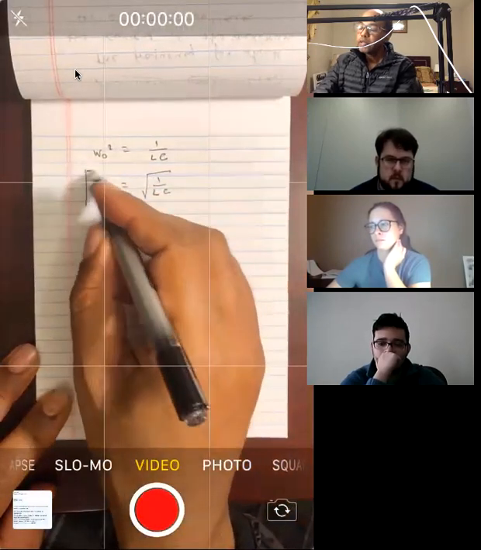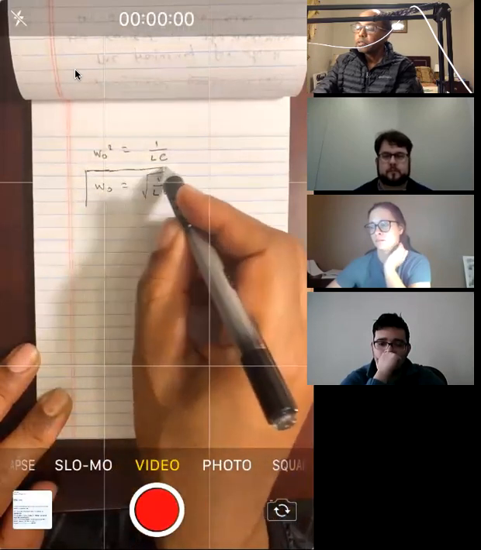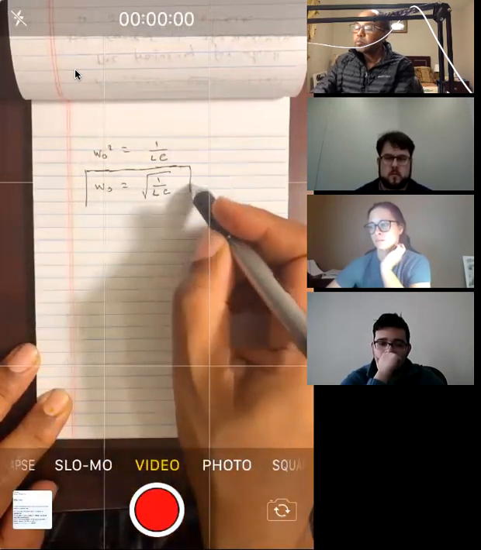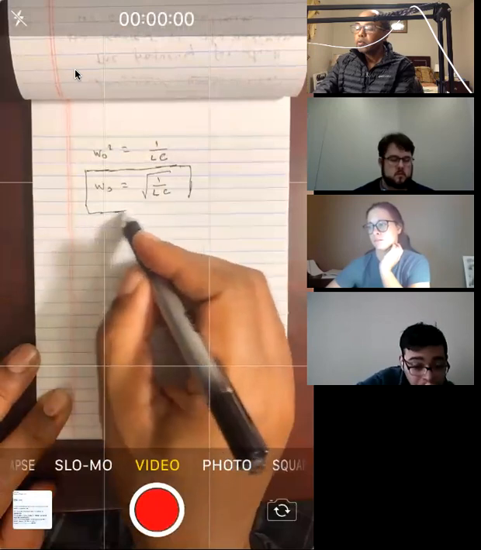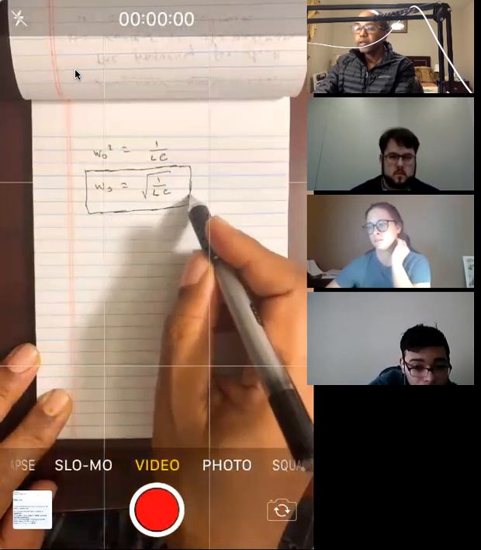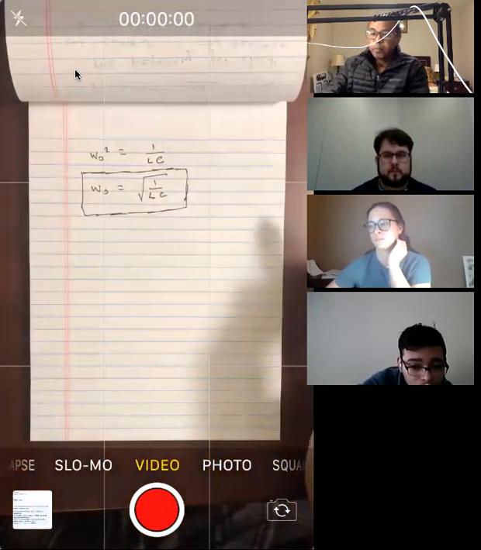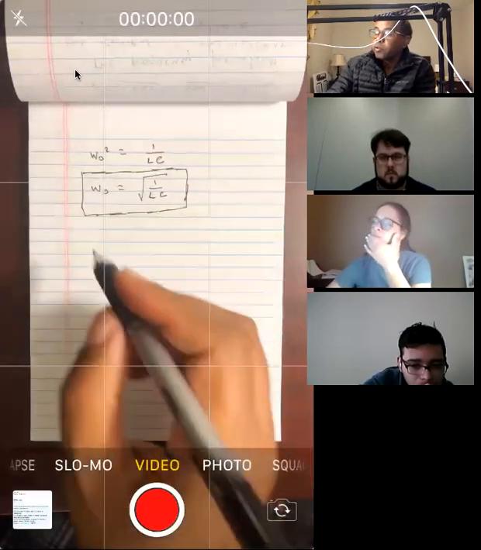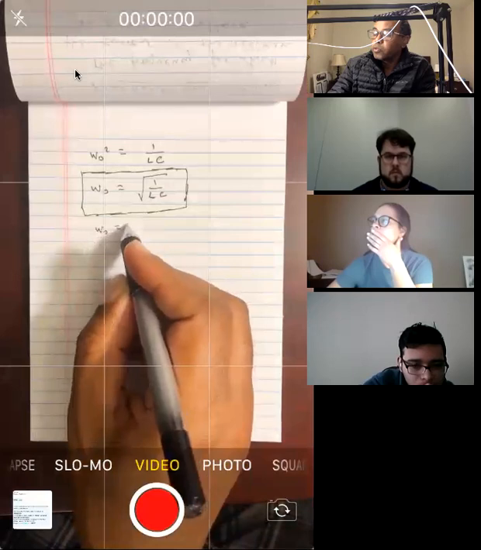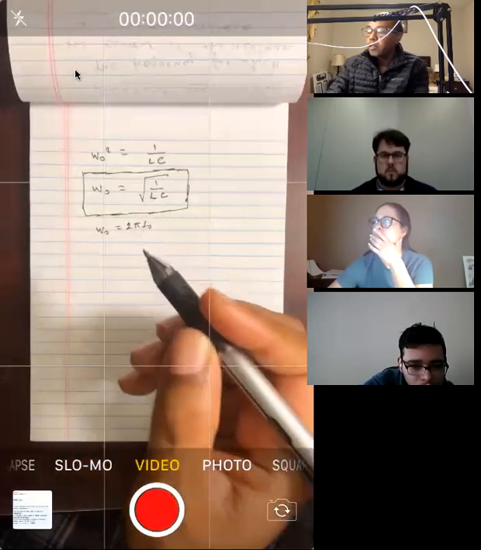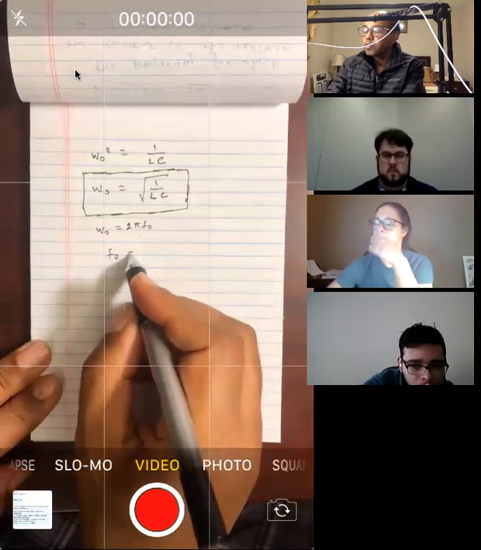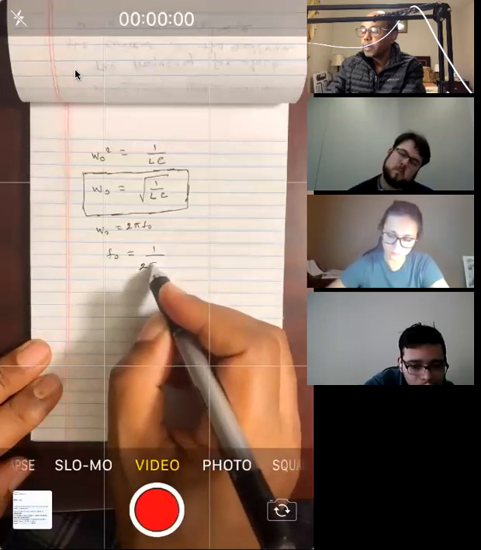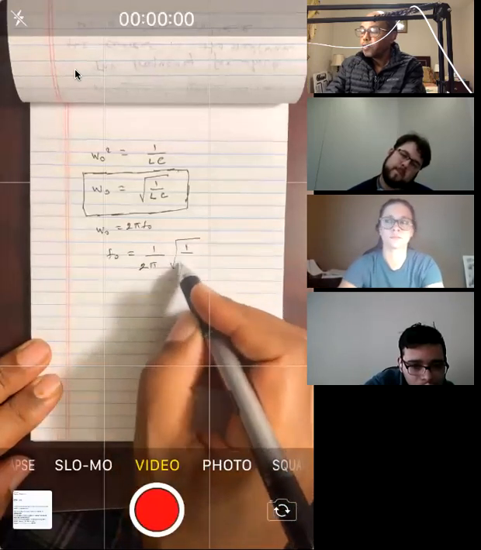So the resonant frequency for which the current is maximum depends only on the inductance of the inductor and capacitance of the capacitor. It doesn't depend on the resistor, okay? Or if you want, you can also write this as omega naught equals 2 pi f naught, right? And that'll give you the following formula. f naught equals 1 over 2 pi times the square root of 1 over LC.